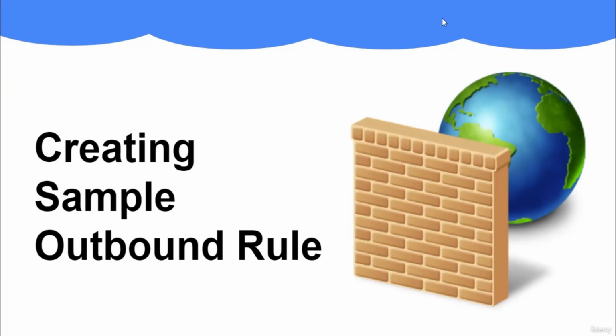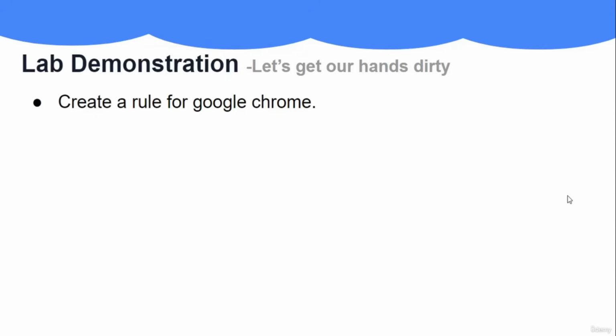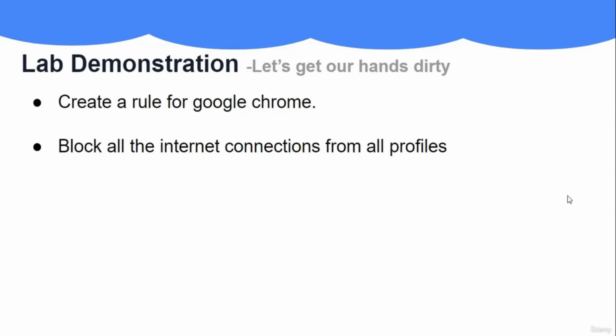Hello everyone, welcome to this tutorial on creating a sample outbound rule in Windows Firewall. So let's say we want to block all the connections with Google Chrome, and we don't want to use Google Chrome to access the internet. So what we can do is create a firewall rule that can block all the internet access from Google Chrome. So let's start with our lab.